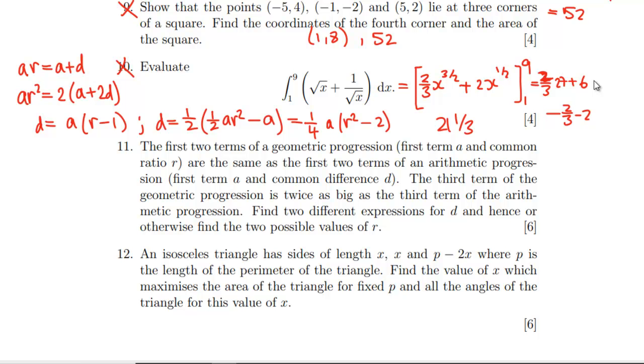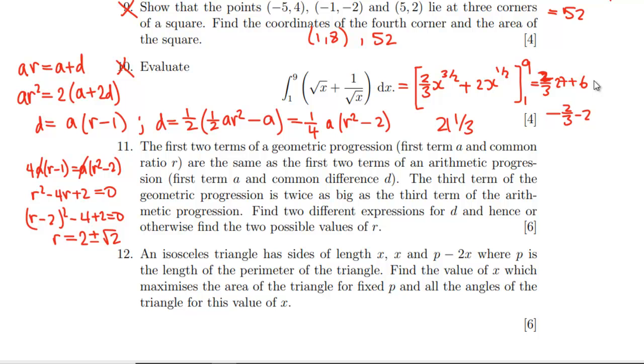So I'll multiply by 4 while I'm at it. So 4A(R minus 1) is equal to A(R squared minus 2). Cancel the A's, so we've got R squared minus 4R minus 2 plus 4, so plus 2 equals 0. That is then going to be (R minus 2) squared. I'm going to complete the square because it's so nice to do. Minus 4 plus 2 equals 0. So R equals 2 plus or minus the square root of 2. Right, that was pretty good.